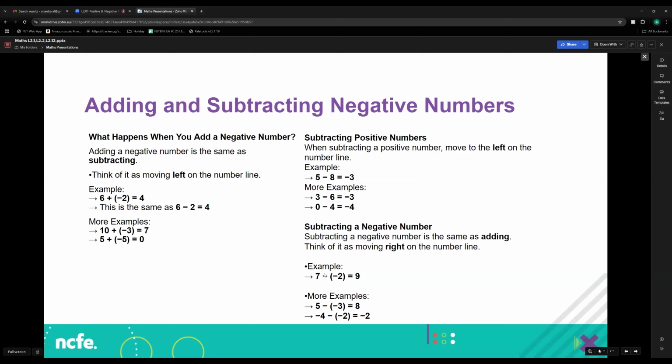But then once it's made into a plus sign, it's the same. So 7 minus minus 2 is just 7 plus 2. 5 minus minus 3 is just 8, because it's 5 plus 3. Minus 4 minus minus 2 is minus 4 plus 2.